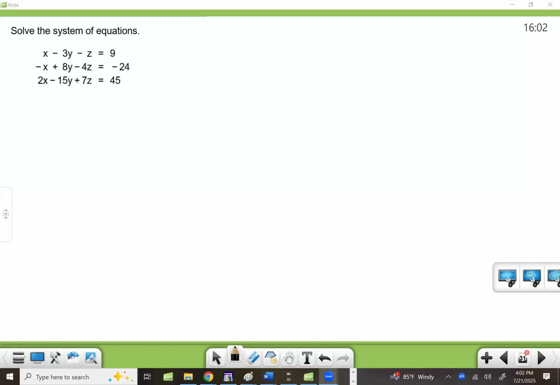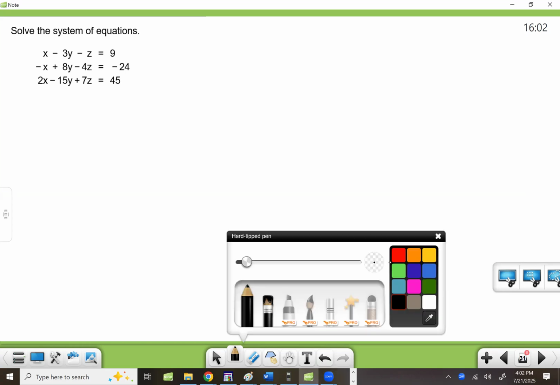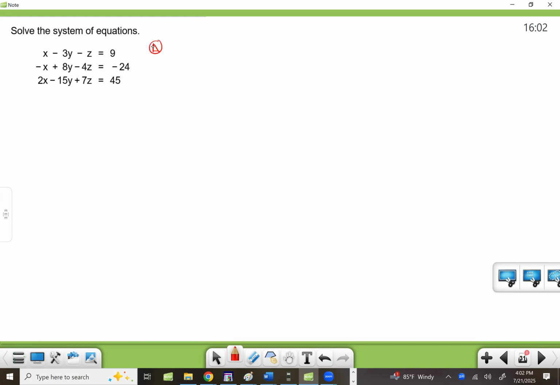All right, let's take a look at this problem from 6.2. So you want to look at all the variables and decide which one might be the easiest to eliminate. I'm looking probably at trying to get rid of x because I can see that I have a positive x and a negative x, so that's already ready to go. And this other number is not too large, so it wouldn't be that bad.